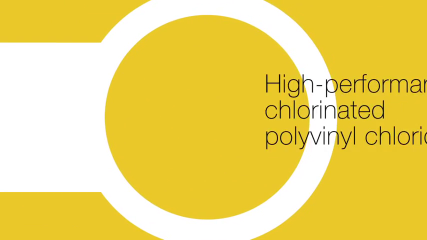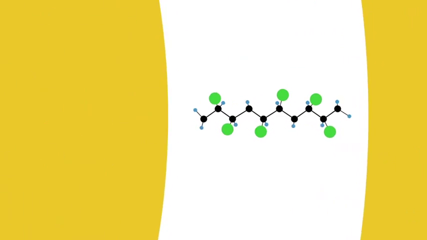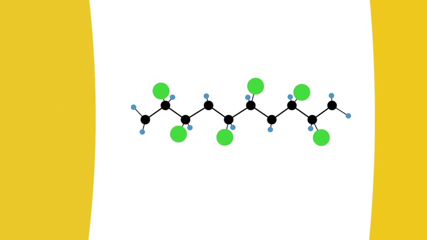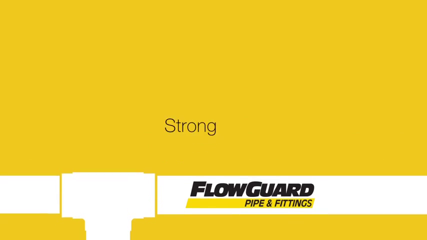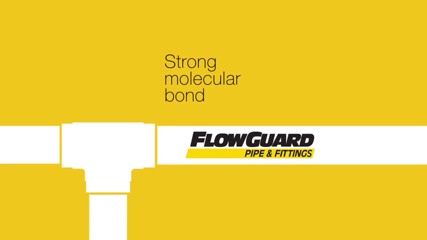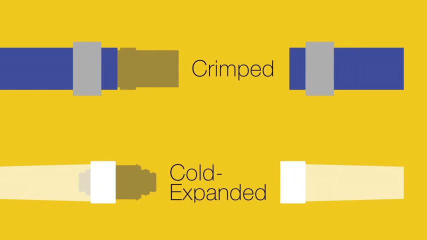The piping system is made of high-performance chlorinated polyvinyl chloride, or CPVC. The solvent weld joints that are used to connect FlowGuard piping systems are faster and safer to create than conventional heat soldered joints. And the molecular bonding that occurs in a solvent welded joint is stronger than crimped or cold expanded joints used in other piping materials.